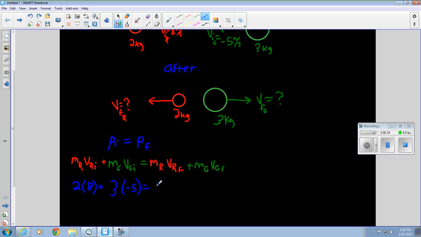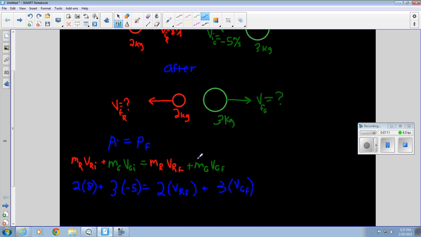That is equal to the mass of the red ball, still 2, times the velocity of the red ball, I don't know, final. And this is not a situation where the red ball and the green ball have equal velocities as it was when we had perfectly inelastic collisions, because now they're separating. So we can't say that they're equal and use that simplified equation. So we've got 3 times V green final.